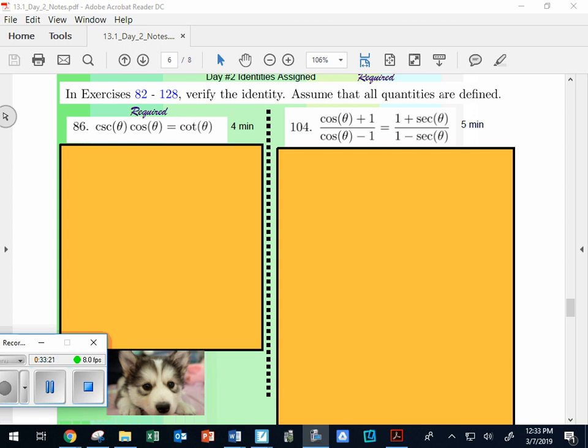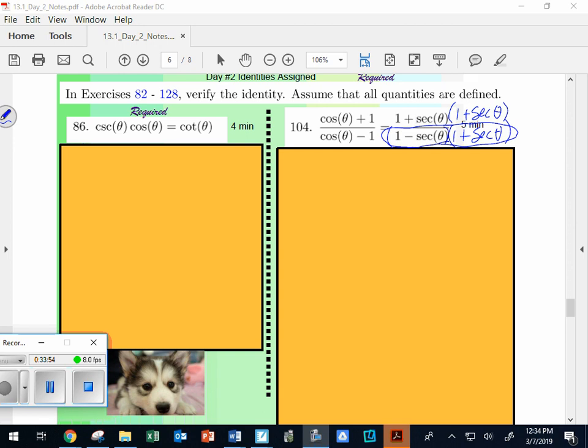All right, I'm going to add one more strategy to your list of strategies that are handy. And that is something called a conjugate. That right there could be multiplied by 1 plus secant. If I do it on the bottom, I have to do it on the top. That's called the conjugate of this. Doesn't that look like what you get when you factor 1 minus secant squared?